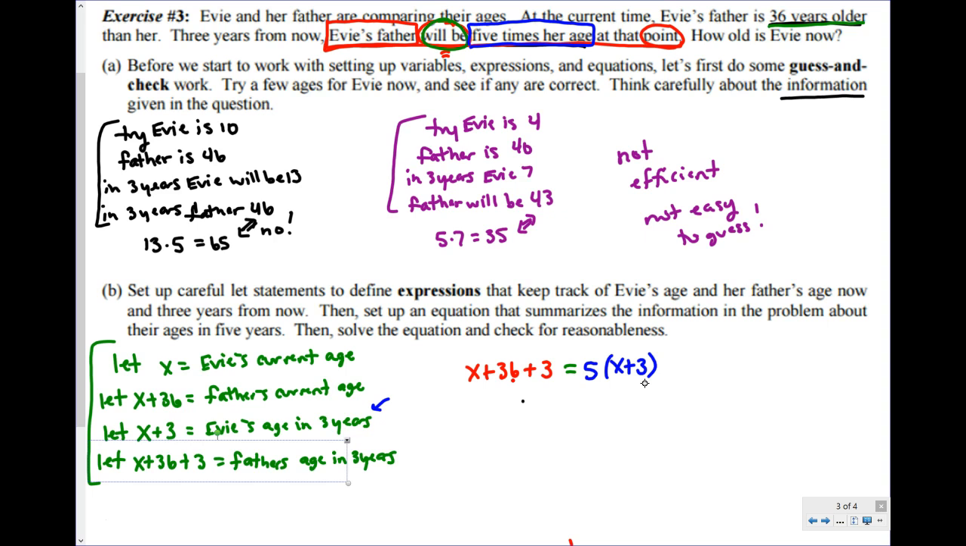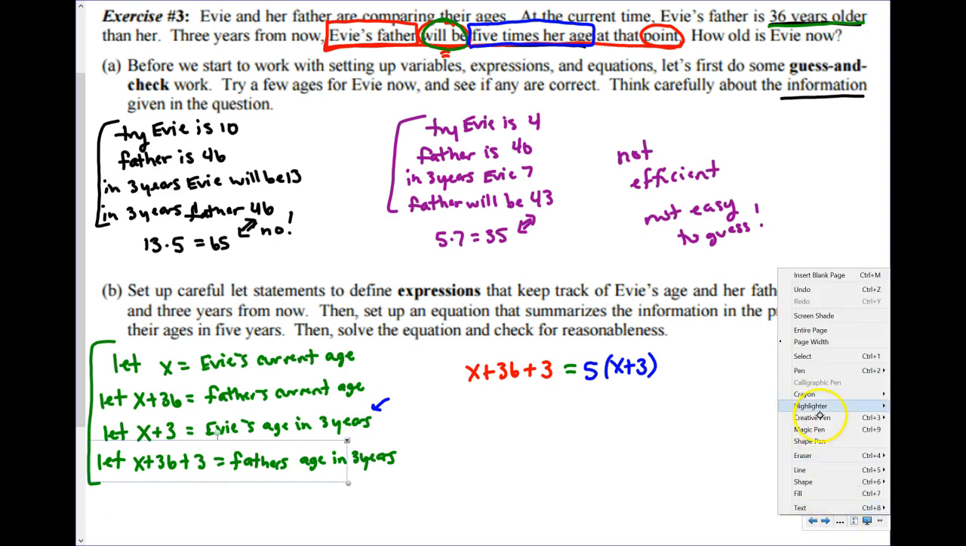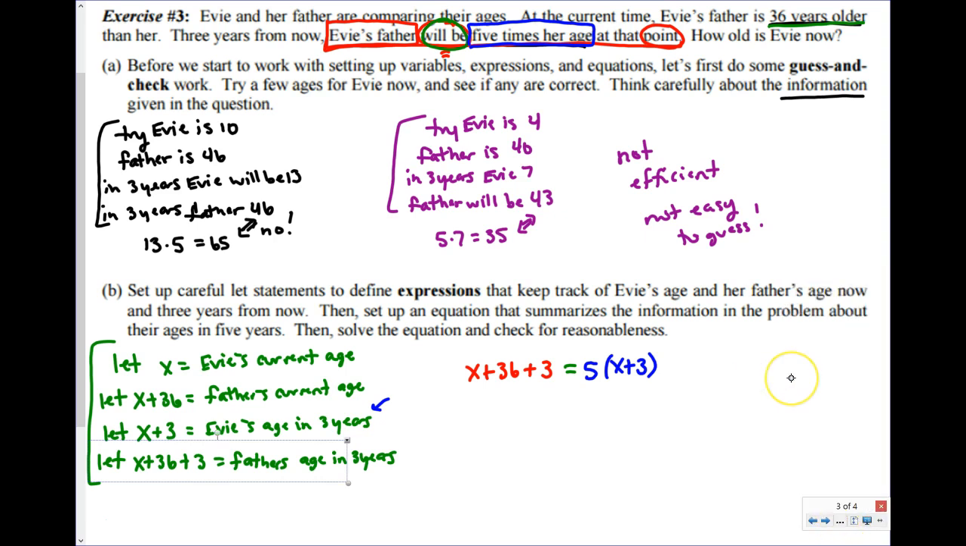But once you let all of your statements come out and you really think about the problem and separate it the way I have up here with colors, it really helps you narrow down what your equation is. And now here's the easy part. Now we would just combine like terms and solve for x. So I'm going to combine 36 and 3 and get 39. I'm going to distribute the 5 and get 5x plus 15.